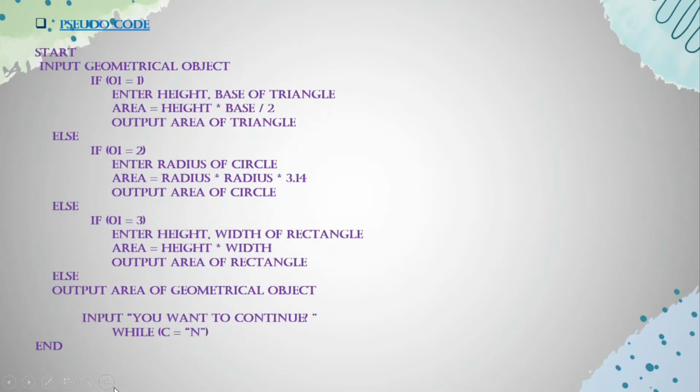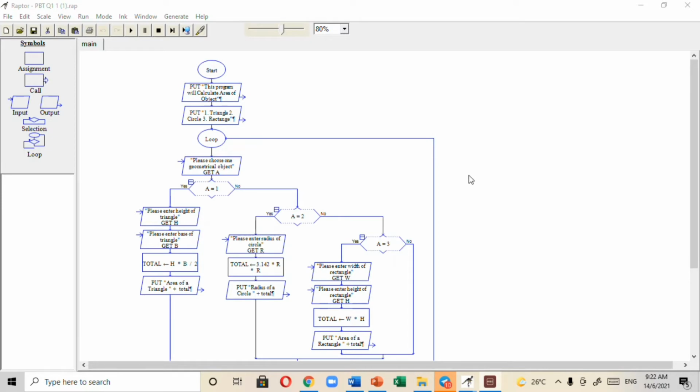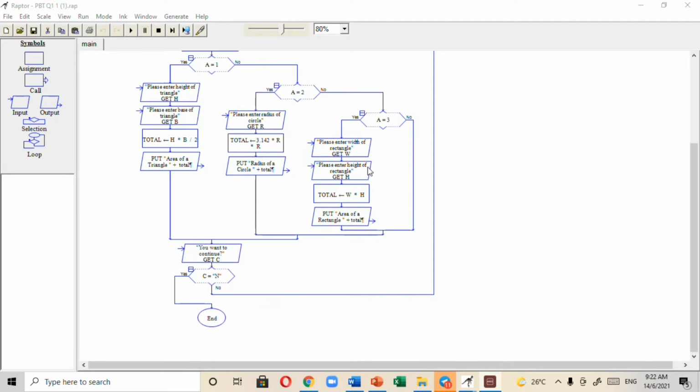This is the Visio code. Start from start. Input geometrical object. Same as the algorithm. We enter the triangle's height and base, circle's radius, height and width of rectangle, and finally this is my rectangle. I'm done with my coding flowchart.